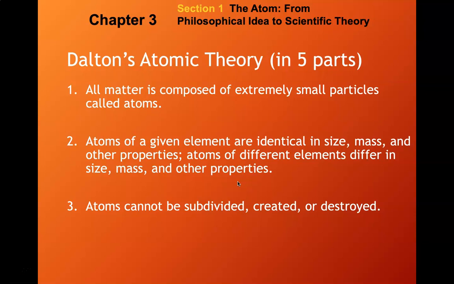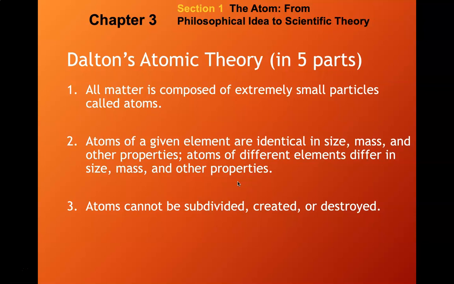Atoms of a given element are going to be identical in size, mass, and other properties. So for instance, all oxygen atoms are going to be the same in terms of their size, how much they weigh, how they react with other atoms, and so on and so forth. Different elements do not have the same size, mass, and other properties. So an atom of oxygen is not the same as an atom of nitrogen. Seems pretty sensible, but do know that this is before we had the highly technical equipment that we currently have at our disposal. Number 3 is the one that I was telling you about that is not entirely correct any longer.